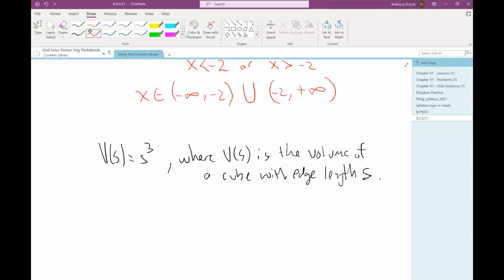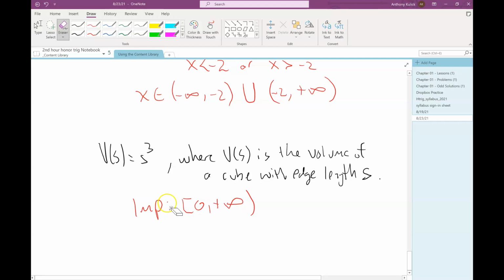Gotta be, well, I would say non-negative. I would say 0 is okay. Like I'd say a 0 edge length cube is just like a point, but we're not given enough information whether we should count that or not. I'm going to count it. But yeah, so here the implied domain is saying that it's this, right? You can have 0 and up for s.